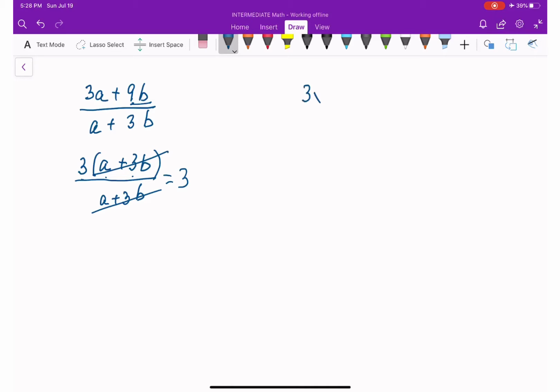3x plus 6 over x squared plus 2x. Okay, let's see. In the numerator, common factor is going to be 3. So in parentheses will be left 3x divided by 3 is going to be x. 6 divided by 3 is going to be 2.